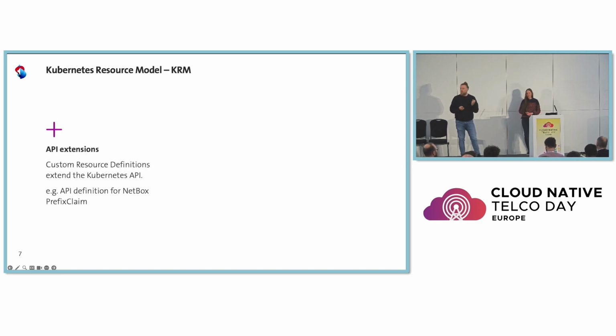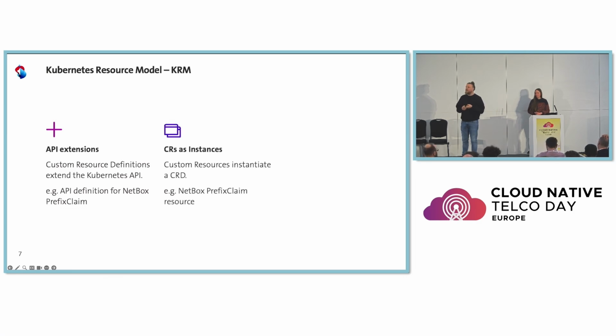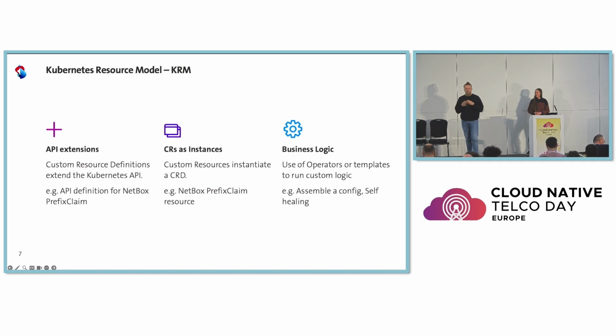So as a reminder, Kubernetes resource model consists of the CRD extensions, basically API extensions of the Kubernetes API. It contains custom resources as instances of these CRDs. And then lastly, you add your business logic where you can do whatever you need to do in the end. So Kubernetes resource model is one piece of the puzzle.